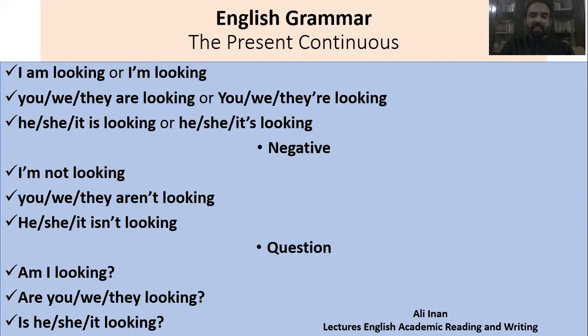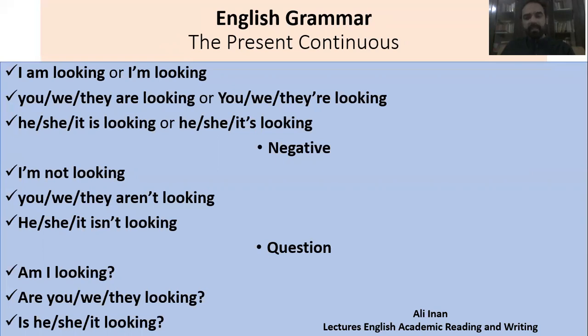The negative sentences would include the word not. We'll insert the word not between the present tense form of the verb be and the present participle form of the main verb. For example, I'm not looking. You are not looking, or they aren't looking, or we aren't looking, or he isn't looking, or she isn't looking, or it isn't looking.